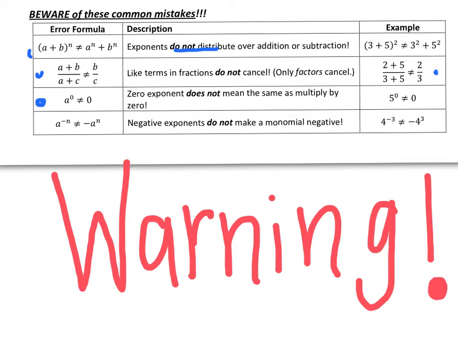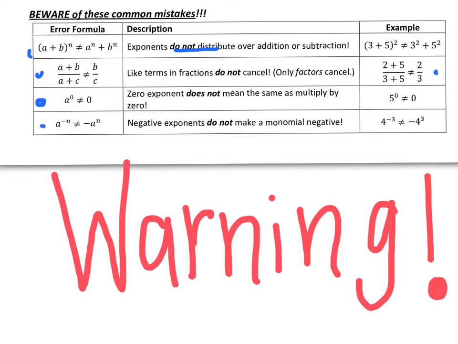Another one, this third one is very important too. Most students think that a to the 0 is 0, or that any number to the 0 power is 0. It does not mean that. Your answer will always be 1. Again, we addressed that on the last page, the zero property rule.